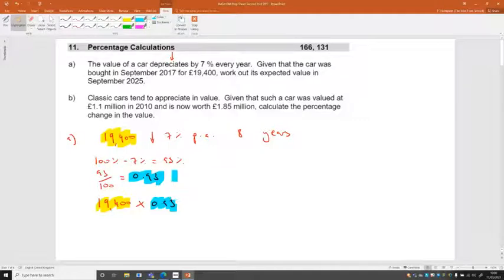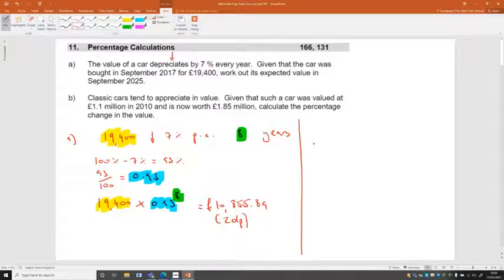And don't forget though, when it's repeated change, make sure you raise the multiplier to the power of the number of years. So this would be times 0.93 to the power of 8. Don't forget that power there, okay? Put it in the calculator. So 19,400 times 0.93 to the power of 8 gives me a value of 10,855.89 to 2dp. Okay, job done. That's part A taken care of.